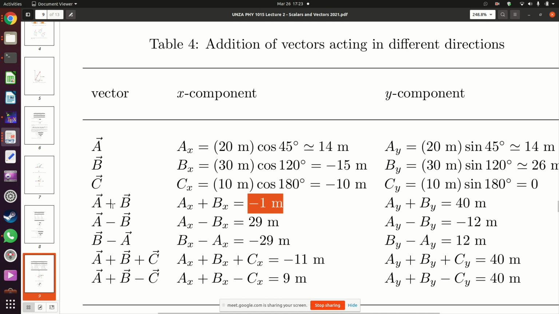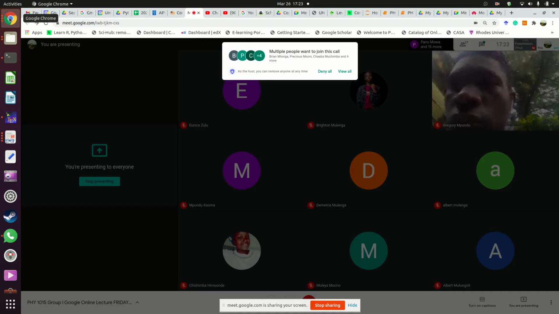Okay. Then we move on to this one. How much is A plus B along the y-axis? And this one, A plus B along the y-axis, is given by this. That is AY plus BY, and AY in this case is 14 meters and BY is 26 meters. So that gives us 14 meters plus 26 meters, and we get 40.